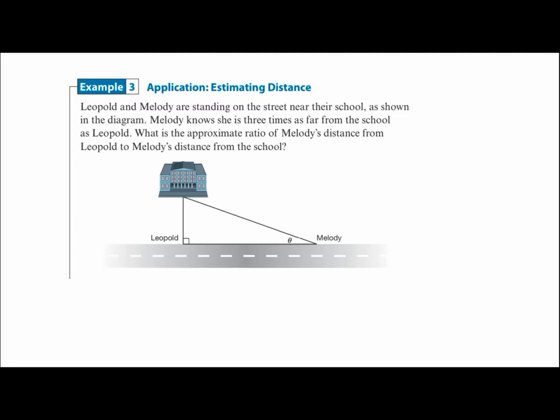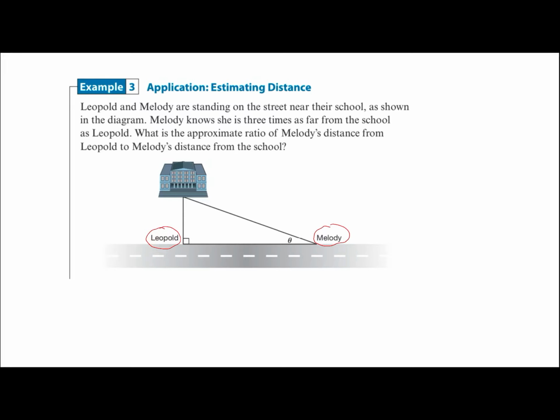All right, our last problem here, example 3, is an application problem where we're estimating distance. Leo and Melody are standing on the streets near their school, as shown in the diagram. Here is Leopold and here is Melody. Melody knows that she is 3 times as far from the school as Leopold. That would be our hypotenuse. What is the approximate ratio of Melody's distance from Leopold to Melody's distance from the school?